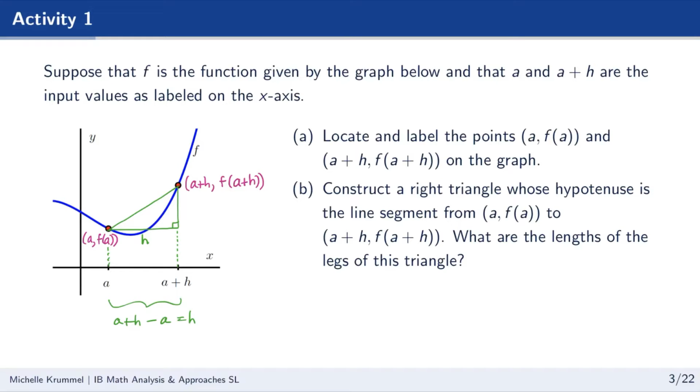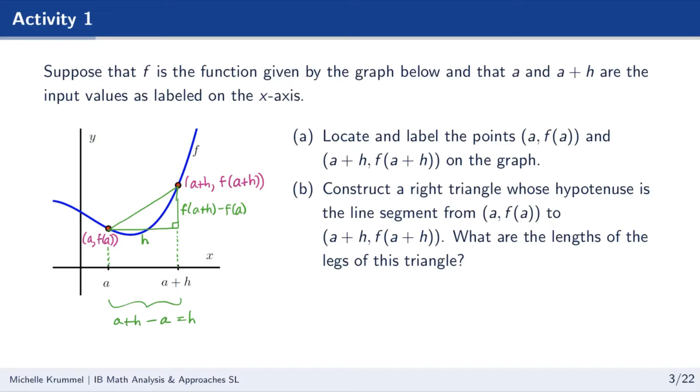Now, the other side of the triangle over here, we want that distance. And that distance, we take the top y-coordinate minus the bottom y-coordinate to get that distance right there. So the top y-coordinate is f of a plus h, and the bottom y-coordinate is f of a. So that distance is f of a plus h minus f of a. And let me write that a little closer to the triangle. So this is f of a plus h minus f of a. That's the length of that side of the triangle.